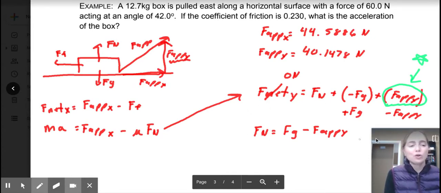Watch how we did that. Look how we did that. Maybe watch that piece a couple times so that way you get that force applied Y there. Now, Fg, ladies and gentlemen, is equal to mg.